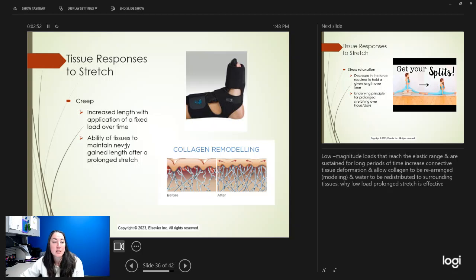Creep is actually one of the tissue's responses to stretch. It helps you increase length with application of a fixed load over time. So it is also the ability of tissue to maintain a newly gained length after a prolonged stretch. So low magnitude loads that reach the elastic range are sustained for long periods of time. This increased connective tissue deformation allows collagen to be rearranged or modeled, water to be redistributed to surrounding tissues so that that additional length can be kept. And this is why low load prolonged stretches are key.